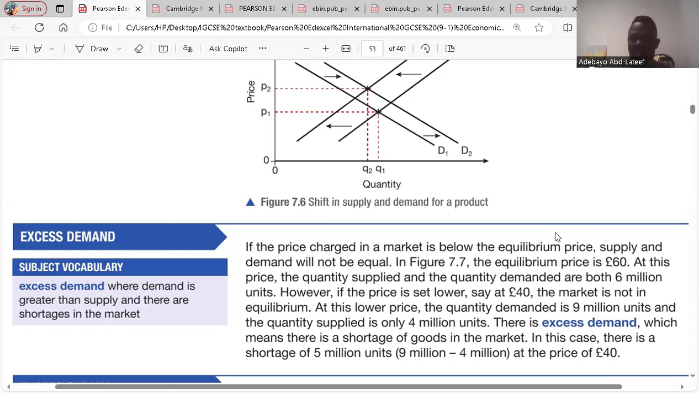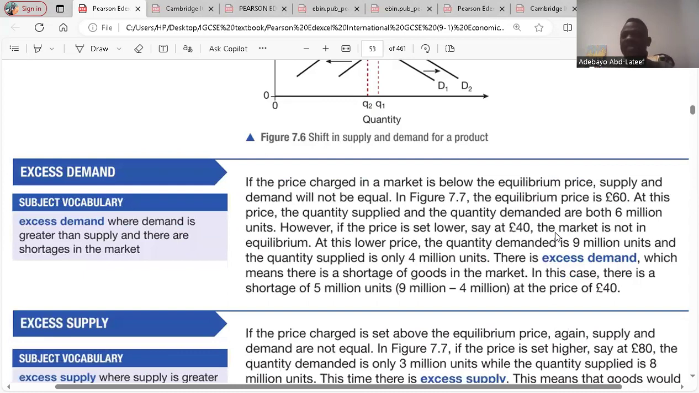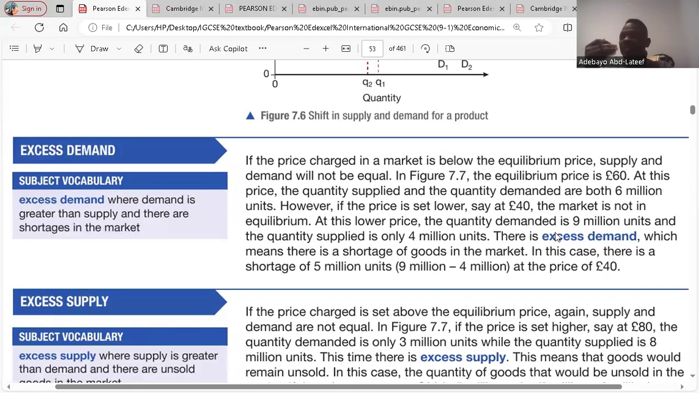So we'll go to excess demand. If the price charged in the market is below the equilibrium price, supply and demand will not be equal. Excess demand is a result of price falling below the equilibrium price. You know, there's the equilibrium price, the price of agreement between demand and supply.